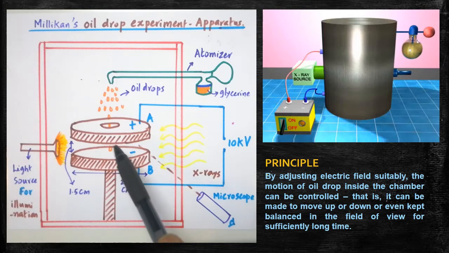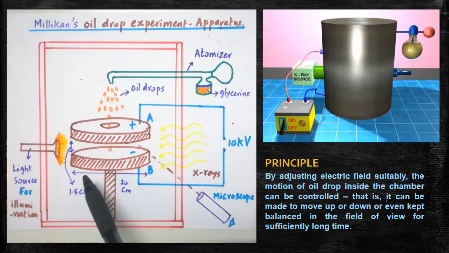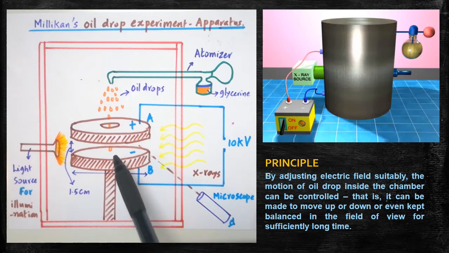So this is the schematic diagram, and we have seen all the parts of Millikan's oil drop experiment. This one was used by Millikan to find out the charge of the electron. Later we will see the mathematical derivation steps to find out the charge of the electron.